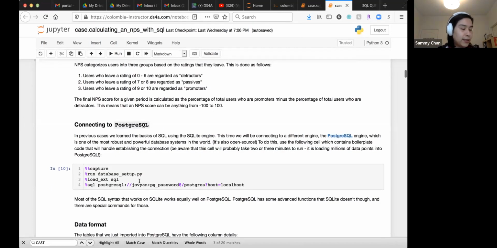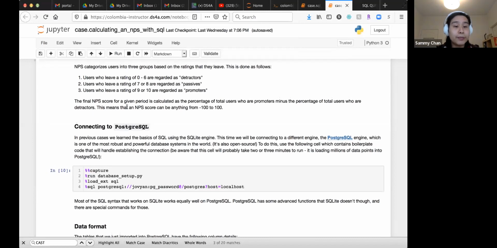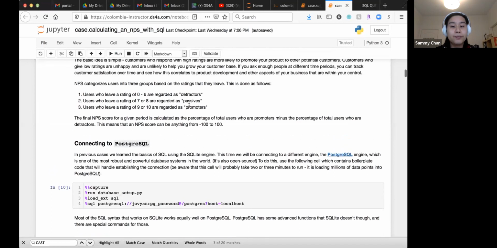And then the final NPS score of a given period, we define as the percentage of total users who are promoters, the fraction of promoters among the users, minus the percentage or the fraction of detractors. Since these are all percentages, an NPS score can range from -100 to 100.